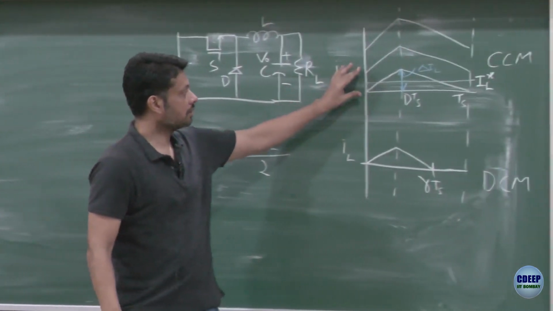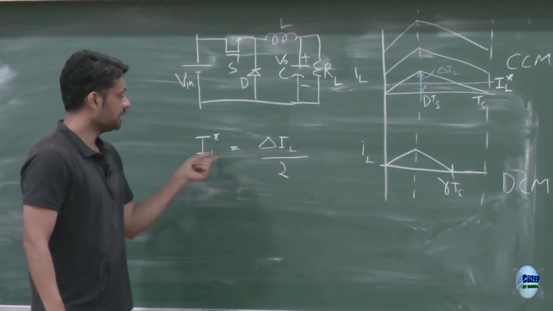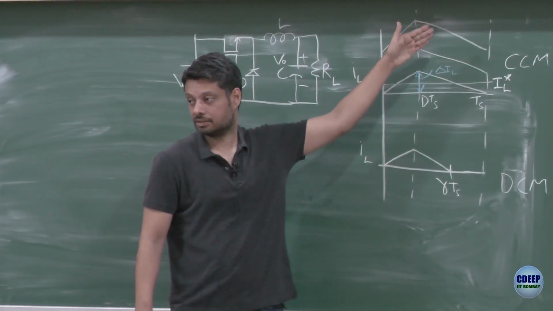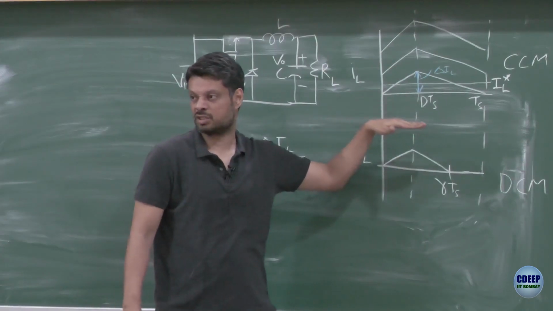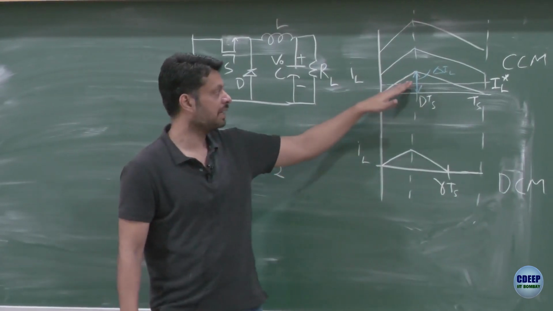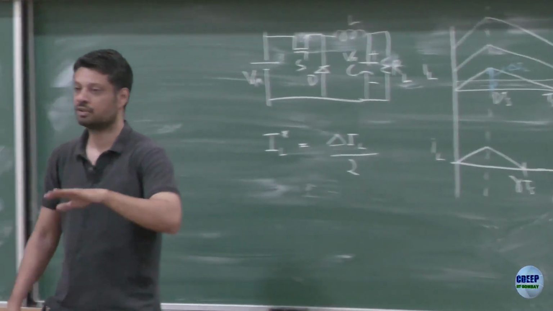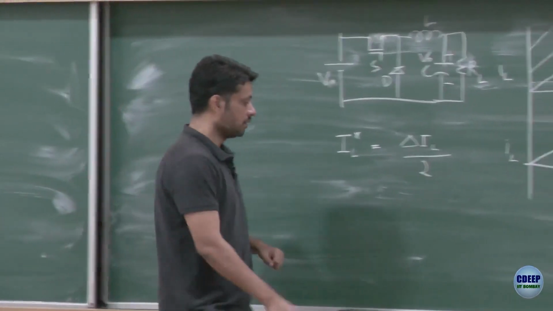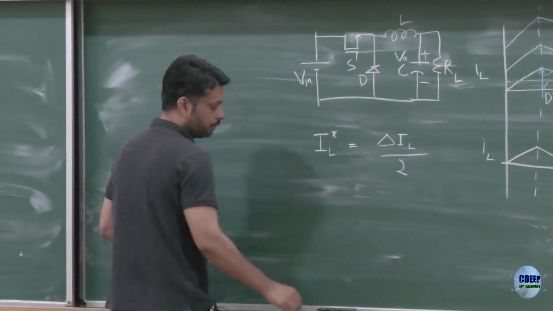Of course, if your current moves further upward, then delta IL by 2 will remain the same, but the average current will keep on increasing. And if it goes below this, that means you are in discontinuous conduction mode. So this is in a way the limiting condition. We will calculate the relationship for this condition, and then we can put an inequality saying that if you are above this, you are in CCM, and if you are below this, you are in DCM. So for this limiting condition, the average inductor current is equal to delta IL by 2.